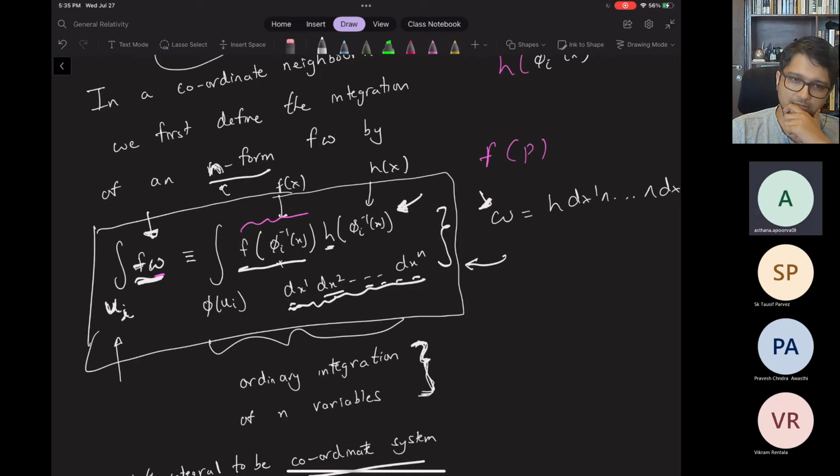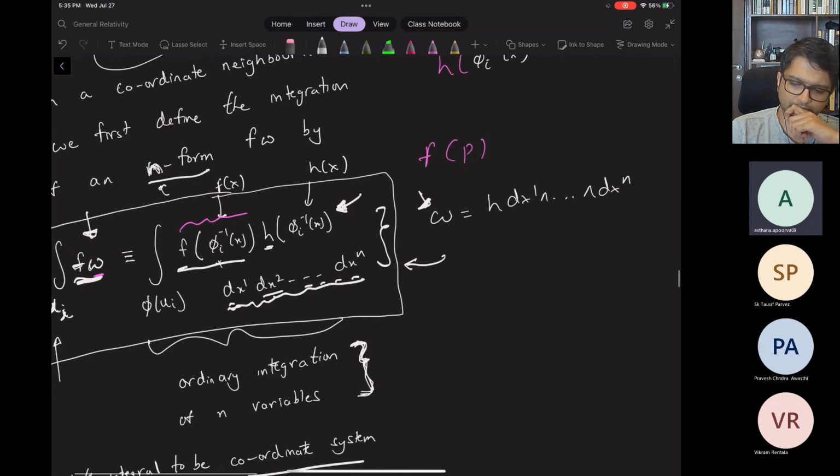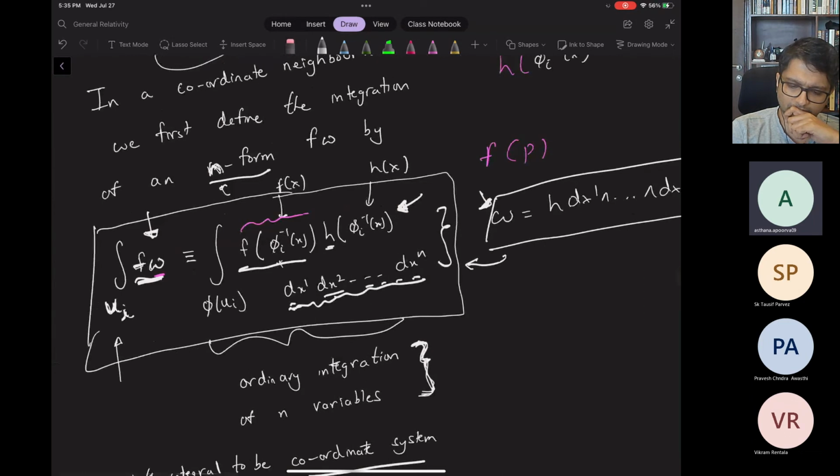No, I'm trying to ask whether omega was h of p and dx1 wedge product, dx2 wedge product until dxn. How did we get from that to without the wedge products? It's simply an ordinary integration. I defined it this way. This is the definition that I give to what I mean by this integration.